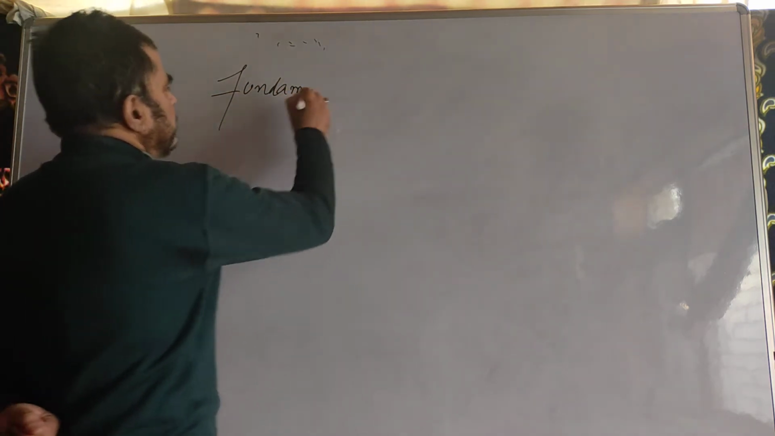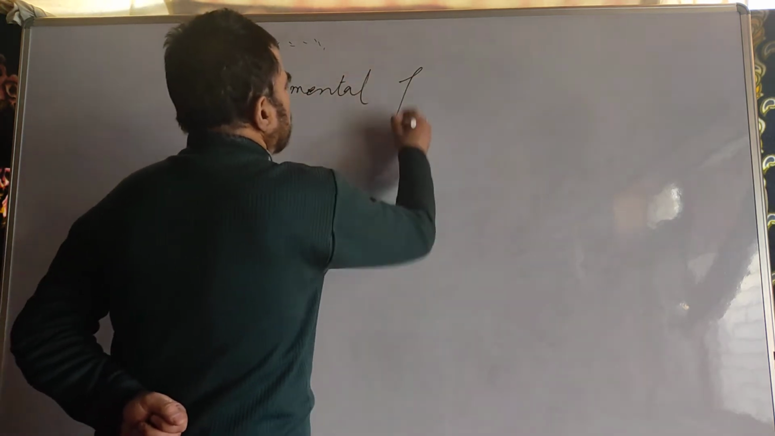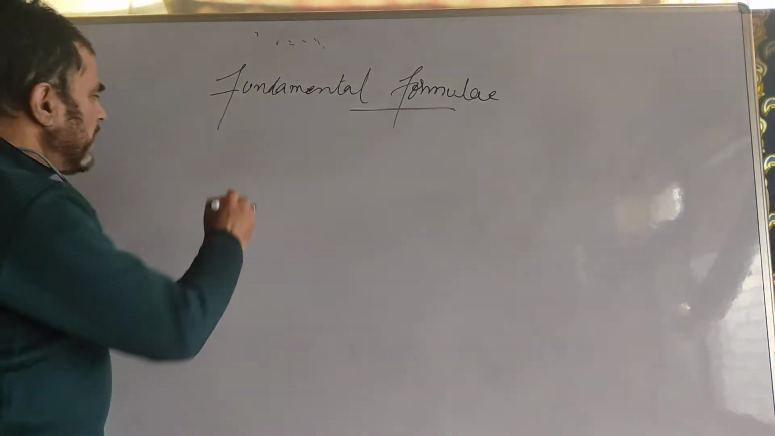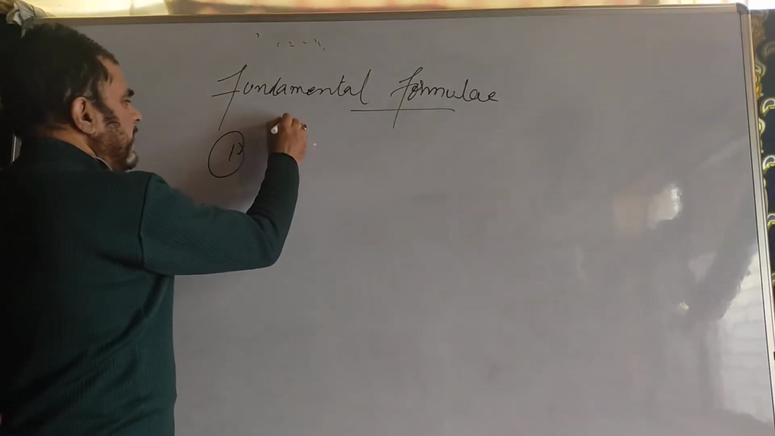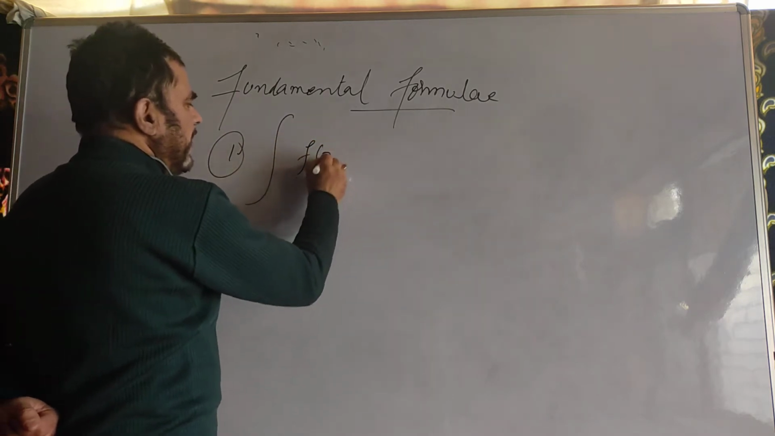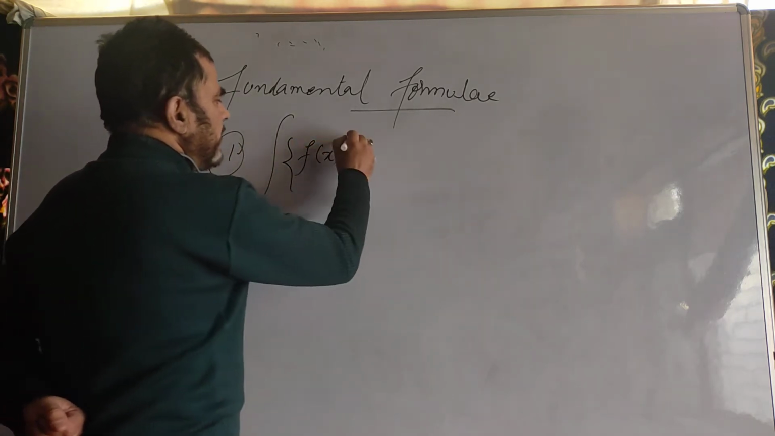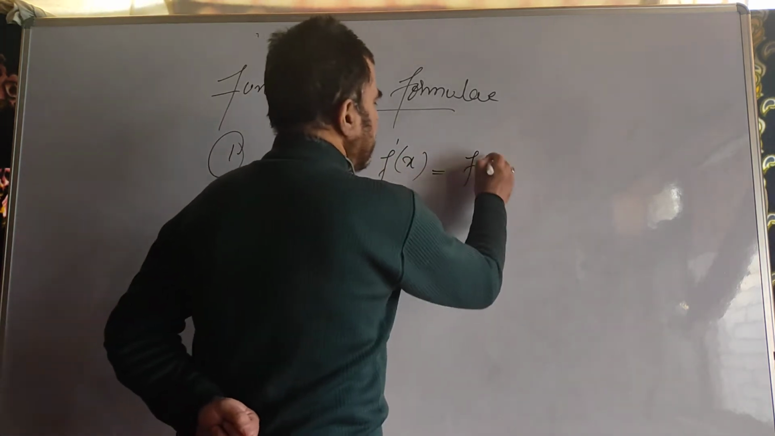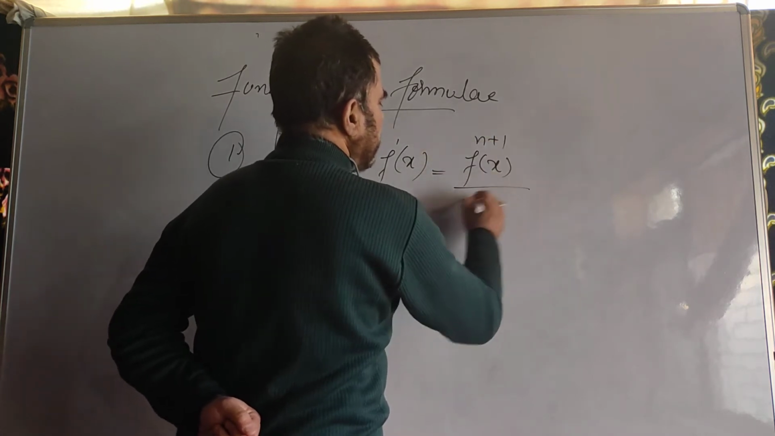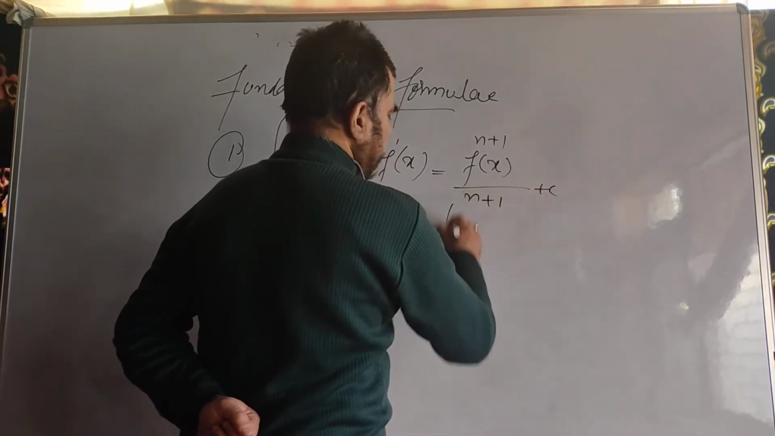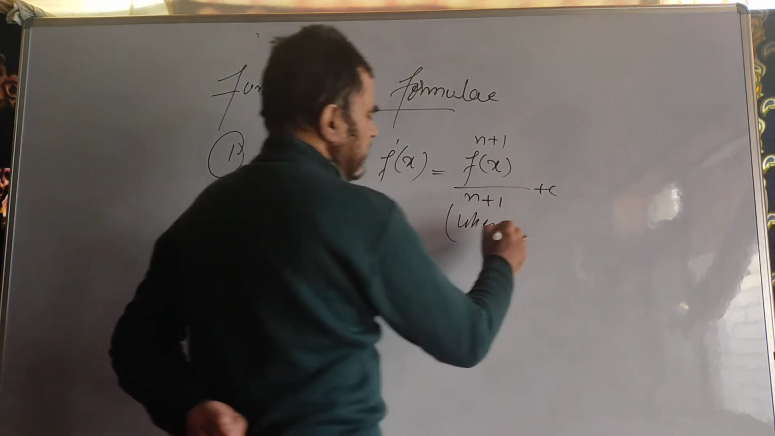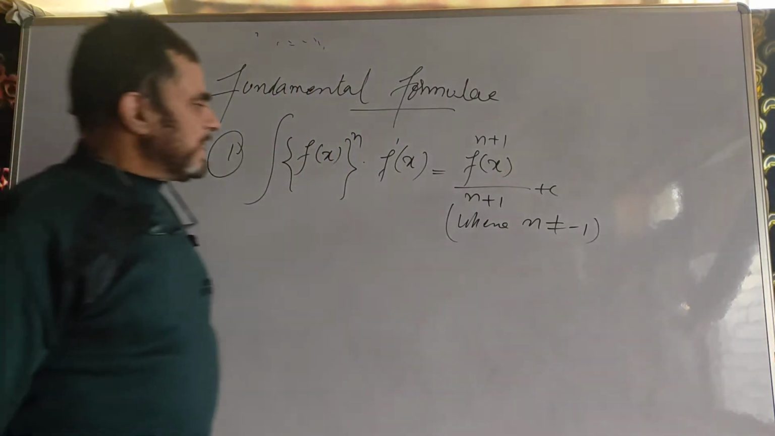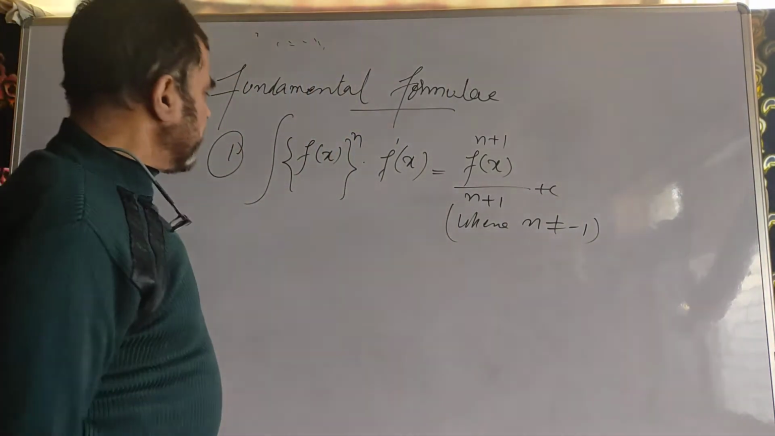First one is the integral of f(x) raised to power n into f dash x. This will be f(x) raised to power n plus 1 by n plus 1, plus c. Here we also use the rider that n is not equal to minus 1. We cannot put n equal to minus 1 because it does not converge.